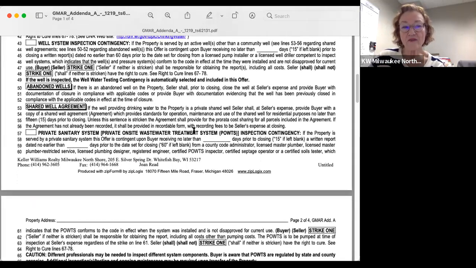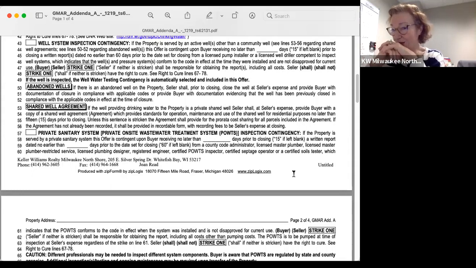Under shared wells, if the well providing drinking water to the property is a private shared well, seller shall at seller's expense provide buyer with a copy of the shared well agreement, which provides standards for operation, maintenance, and use of the shared well for residential purposes no later than 15 days prior to closing. Unless this sentence is stricken, the amendment shall provide for a pro rata cost sharing for all parcels included in the agreement. If the agreement has not already been recorded, it shall be provided in recordable form.